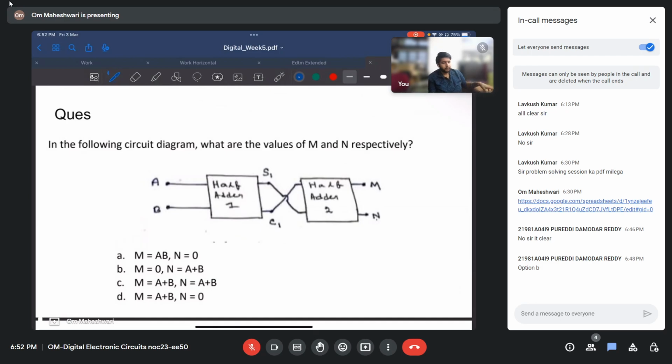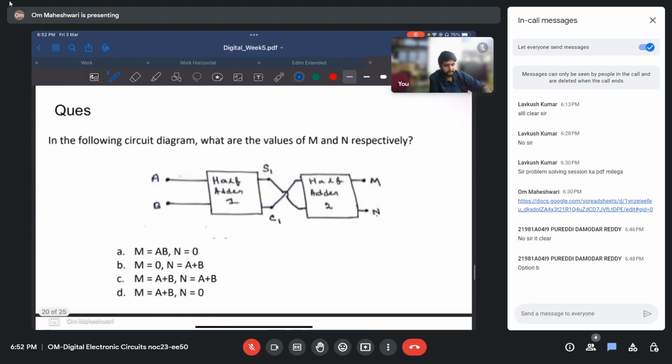In the following circuit diagram, what are the values of M and N respectively? So let's start this one. Okay. So we have A in this, B in this. So fine.